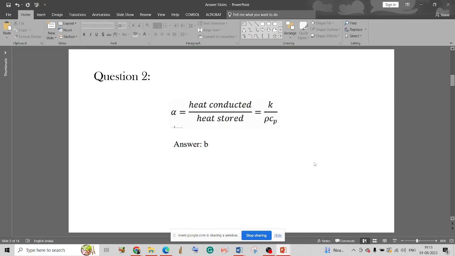So yeah, thermal conductivity, like thermal diffusivity, what is that? It is heat conducted upon heat stored. That is K delta T upon rho Cp delta T. So obviously thermal diffusivity is directly proportional to thermal conductivity. That is option B.